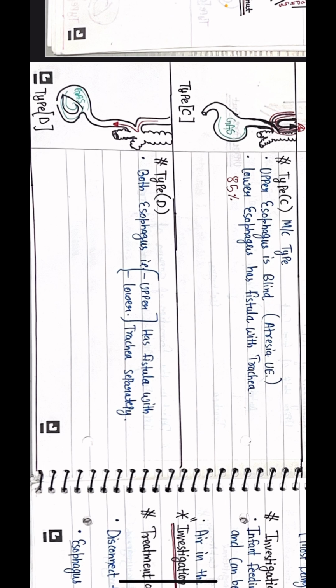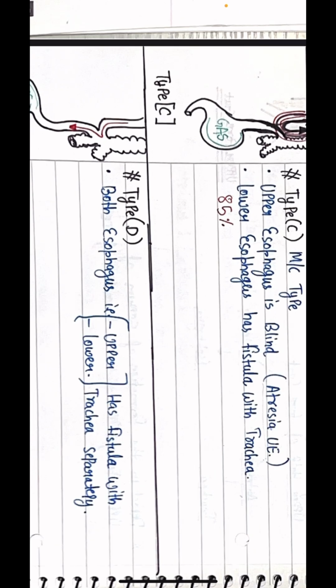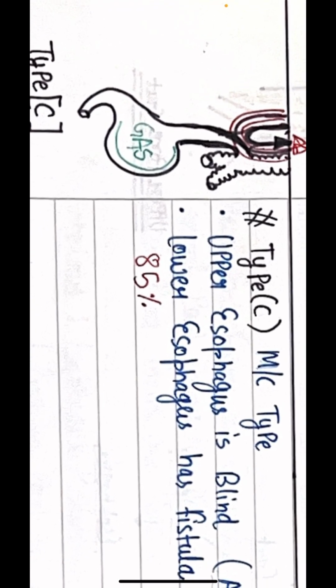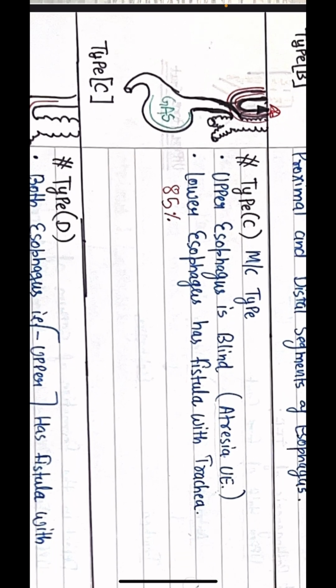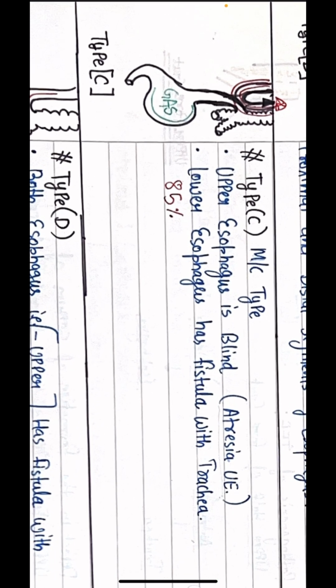What happens in type C is that the upper esophagus end is blind. This diagram states that the upper esophagus end is not connected to anywhere. Okay, I made it a bit wrong, but I tried to cover it with the red marker.